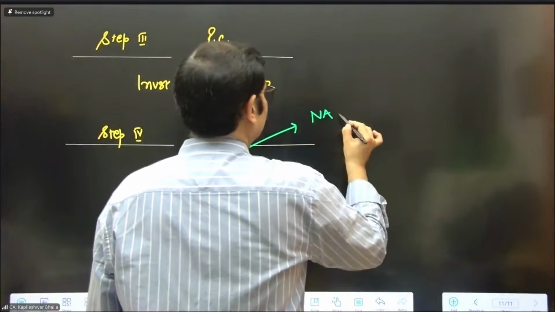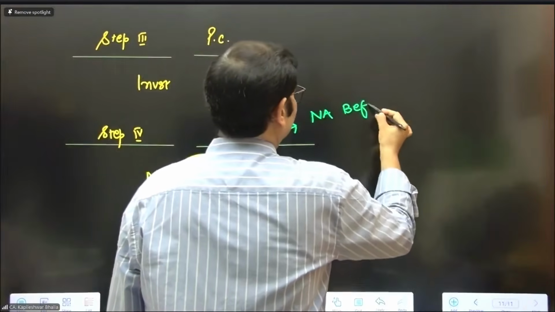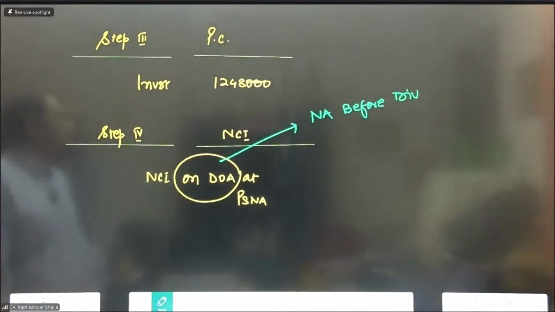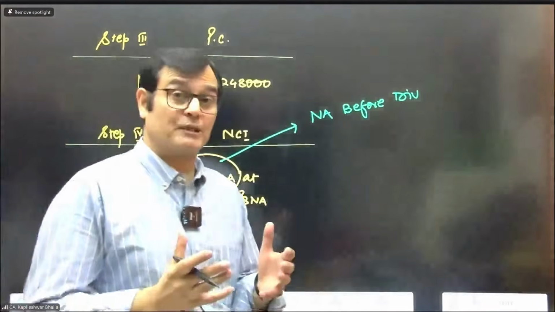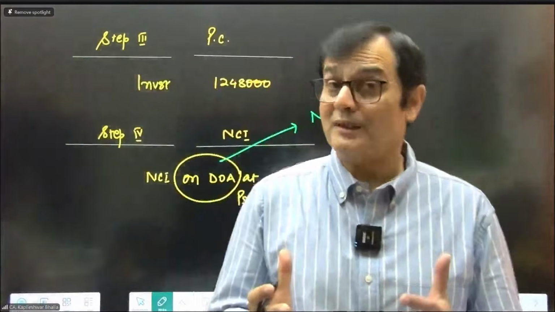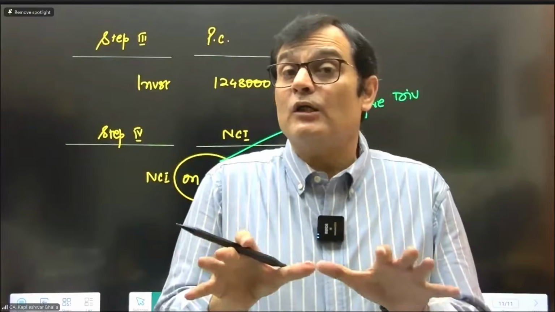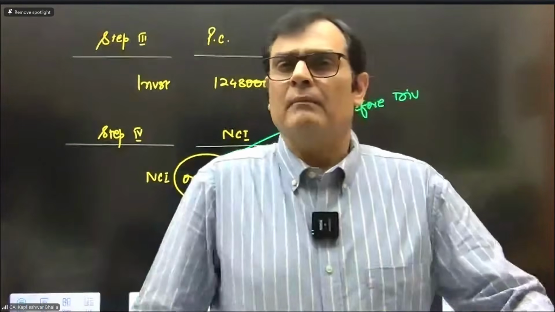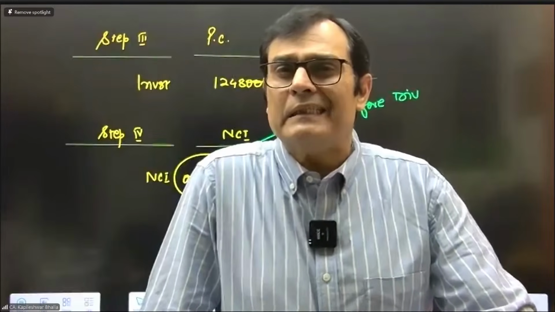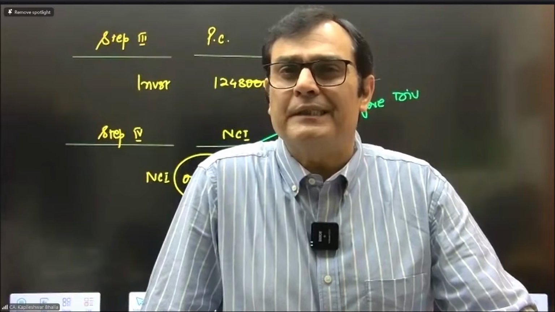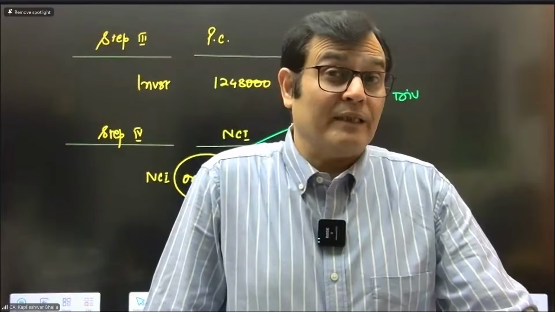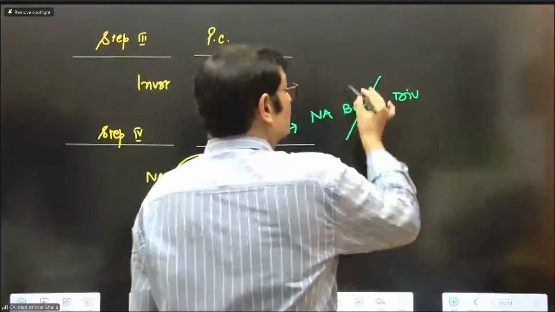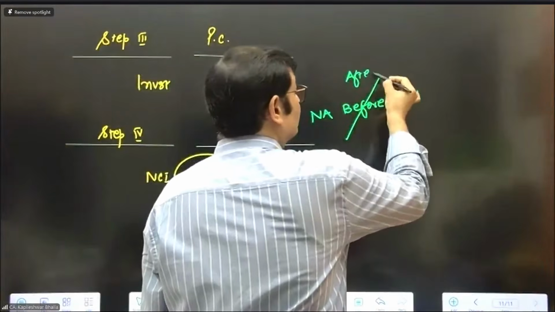We need the net assets before dividends. That's what comes to mind, that NCI on the date of acquisition is the figure before dividend. But I am calculating the NCI on the balance sheet date. Since you're calculating the NCI on the balance sheet date, the dividends have already been paid. So what do you need to do? You need to consider this after dividend.